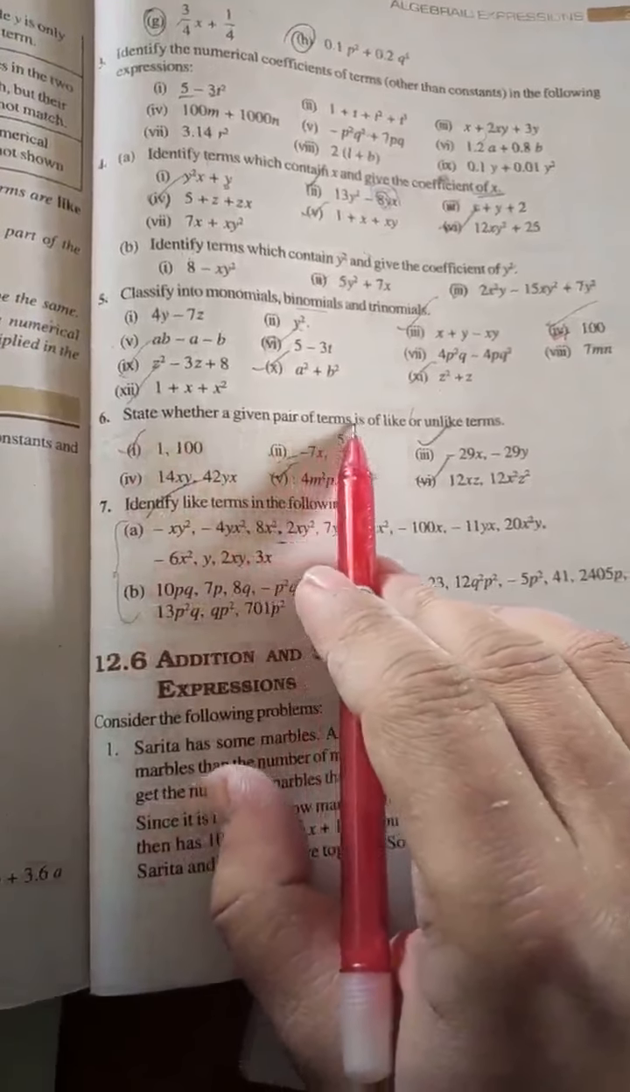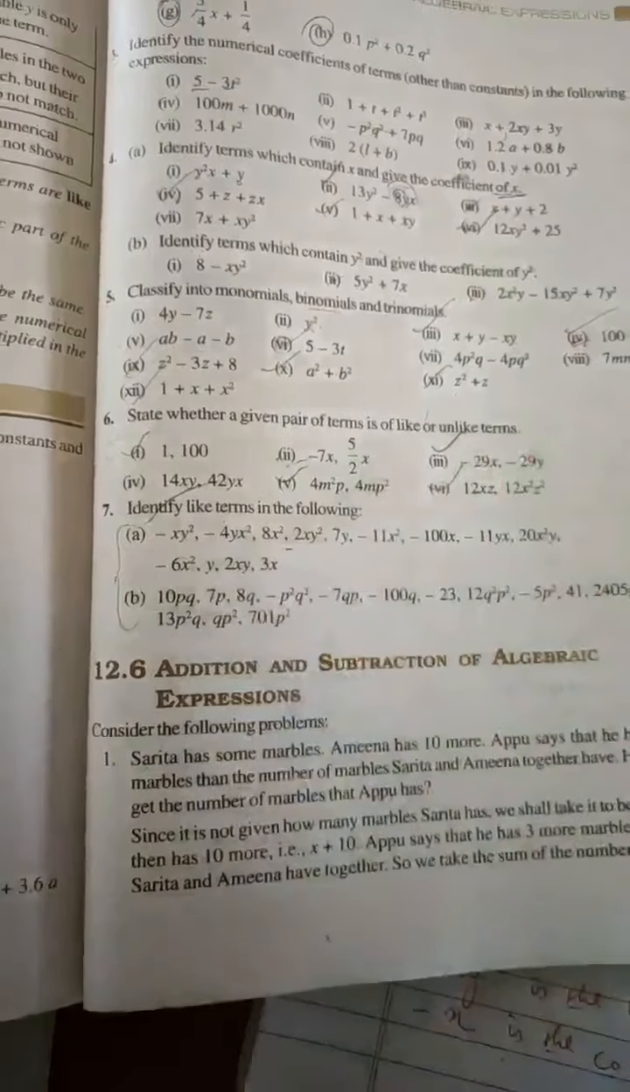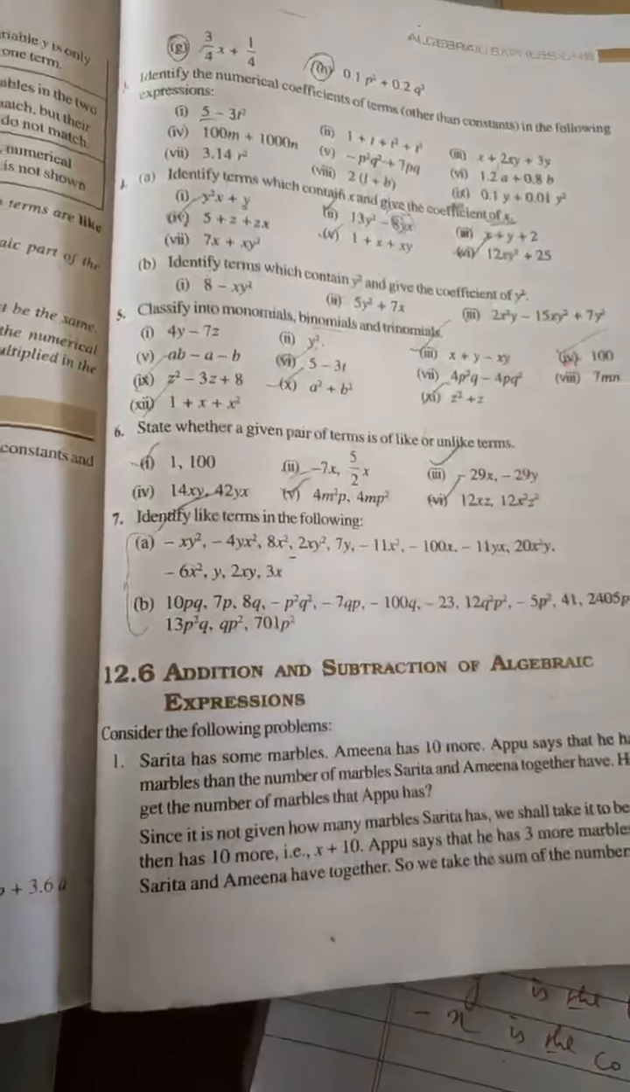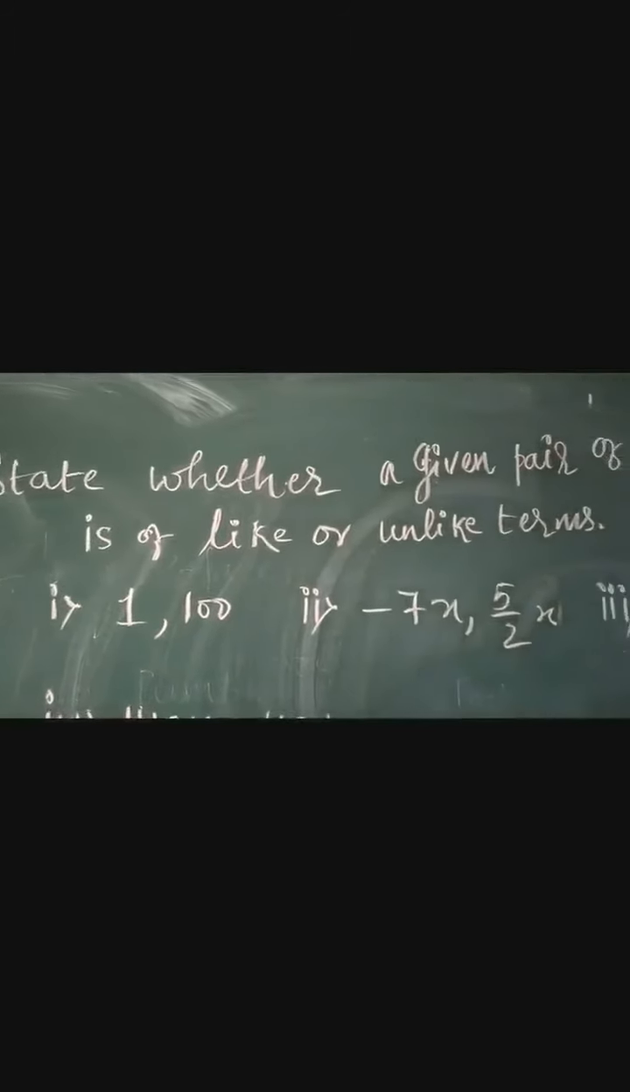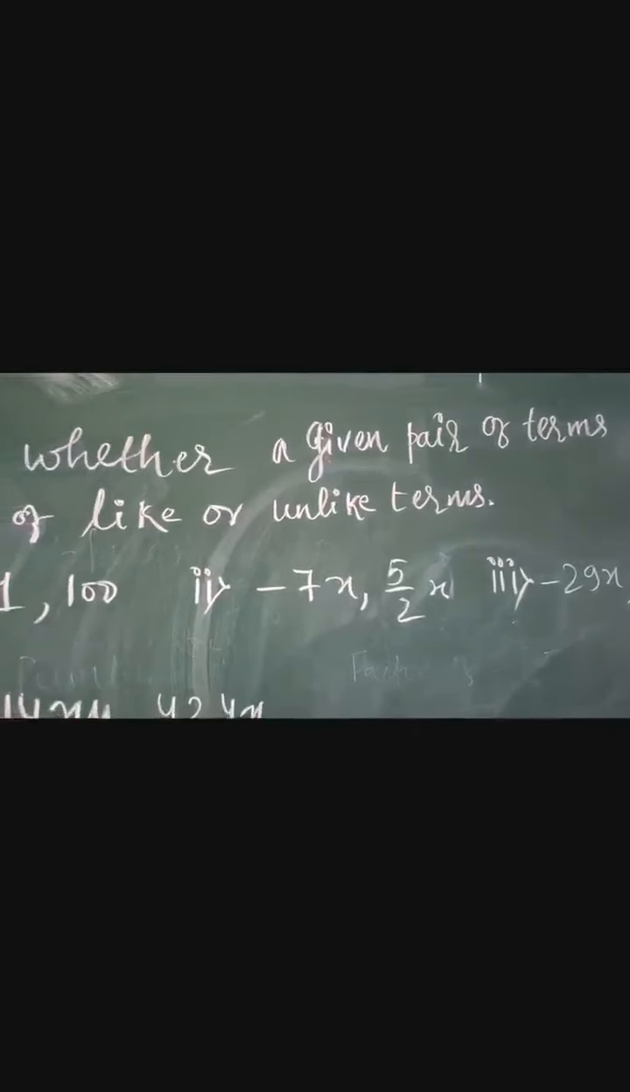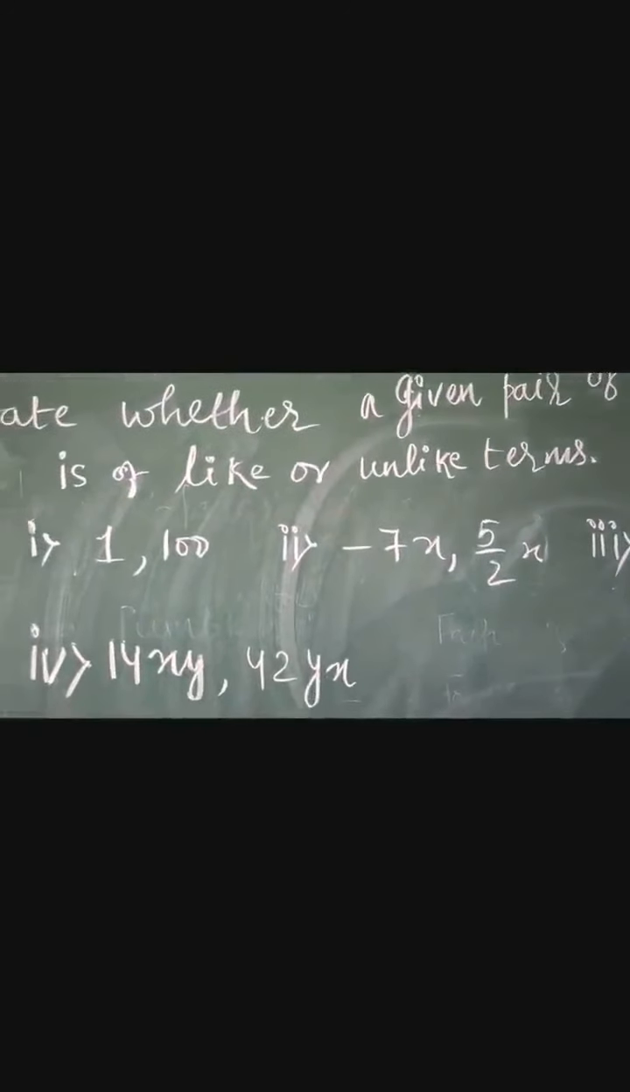Okay, and with the help of this, now we will solve question number 6, that is, state whether a given pair of terms is of like or unlike terms. Okay, let's start solving this. So here we have question number 6, state whether a given pair of terms is of like or unlike terms. So the first pair is 1, 100.